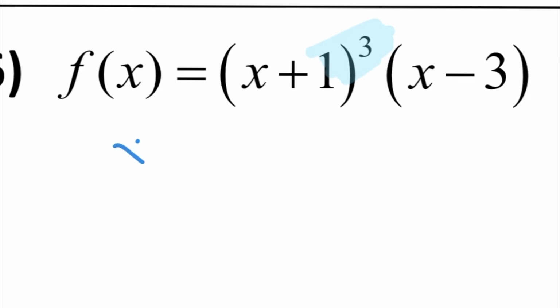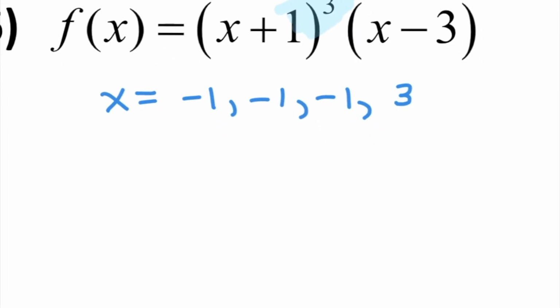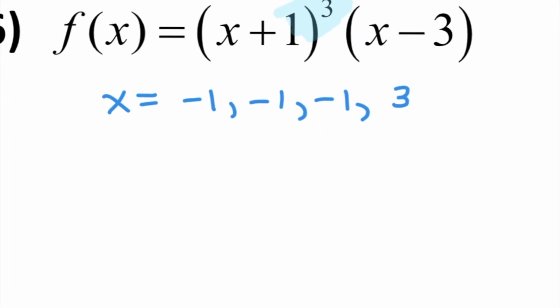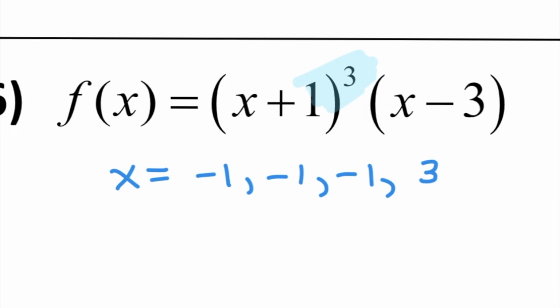And by the way, you should be able to tell me that your x-intercepts are -1, -1, -1, that's the triple root, and +3. And don't worry about the y-intercept and the end behavior. We'll look at that from the graph. So take a minute and pull up Desmos and graph this.